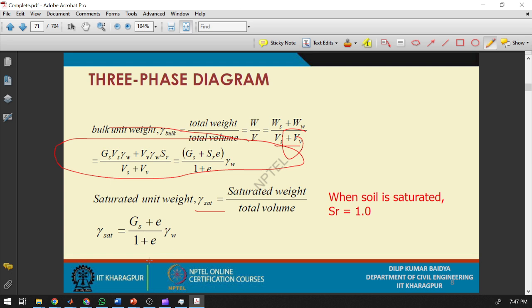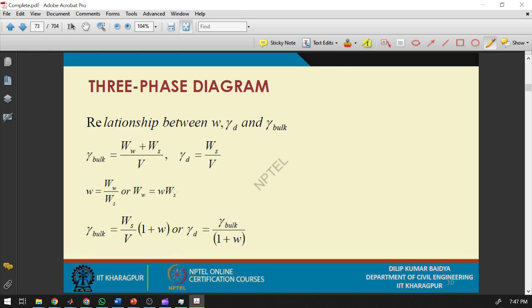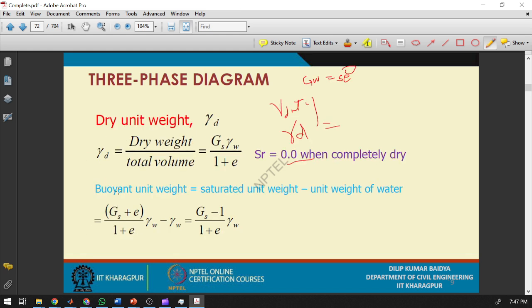Saturated unit weight means that all the voids are filled with water. Okay. Gamma saturated, we have gone over this. Gamma dry is when all the voids are empty, S is 0. Okay, so you know this relation Gw equals Se. So for gamma saturated, S is equivalent to 1, and for gamma dry, S is equivalent to 0, or w is equivalent to 0.